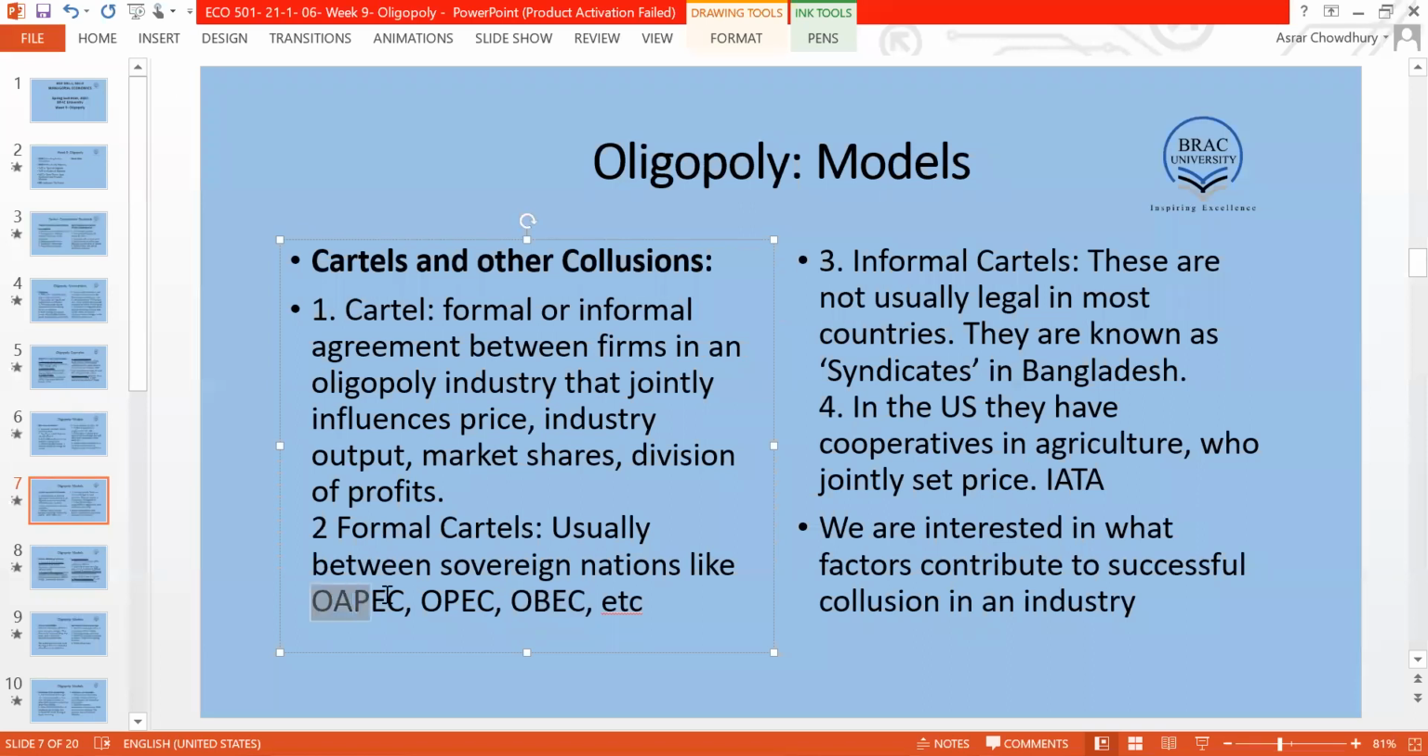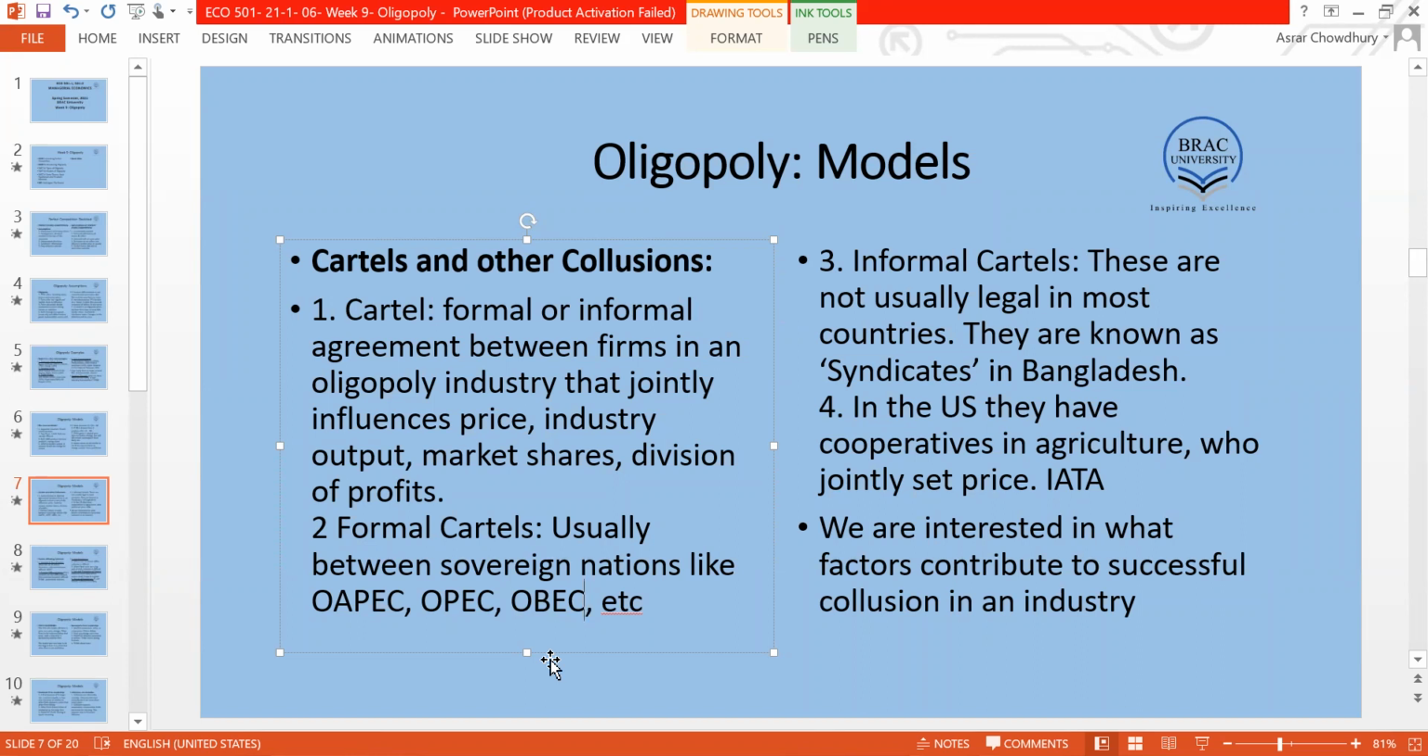For example, one OPEC is a cartel of Arab nations, one OPEC is a cartel of non-Arab nations, and another OPEC is mainly West Indian nations. There are many more cartels. So cartels are actually a formal or informal agreement between firms in an oligopoly, where they jointly decide to do something. Either they decide we will produce only this much output, we won't produce more than a certain amount, or they jointly decide what the price of a particular commodity will be.